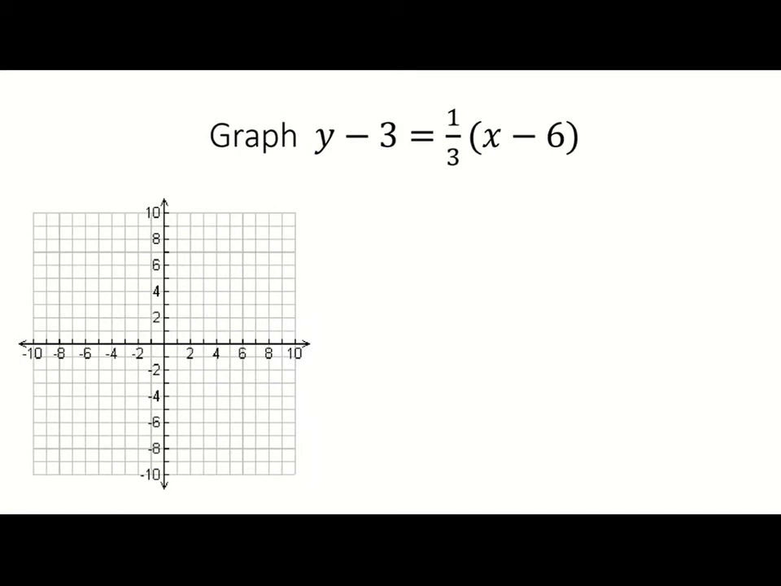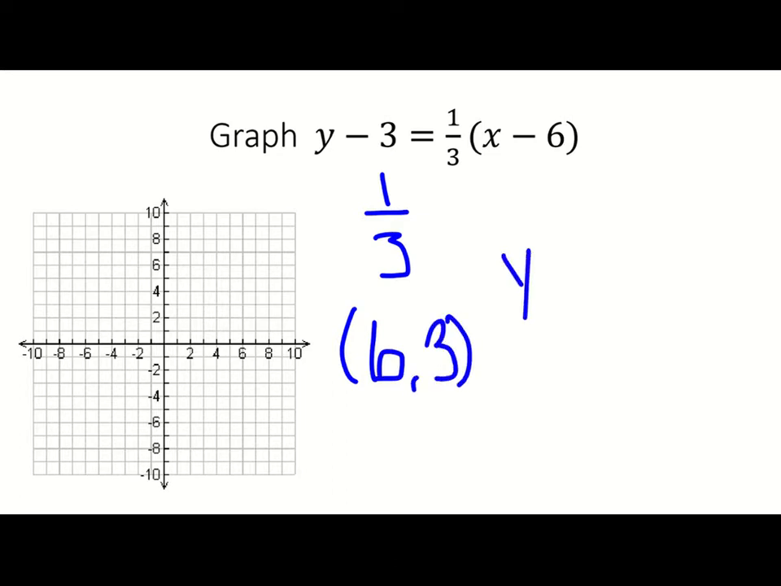Our third example, we're going to take the equation we have been working with, y minus 3 equals 1/3 times x minus 6, and we're going to graph it. So in our first example, we found that the slope was 1/3 and that there was a point at 6, 3. In the second example, we found that the slope-intercept form was y equals 1/3 x plus 1.